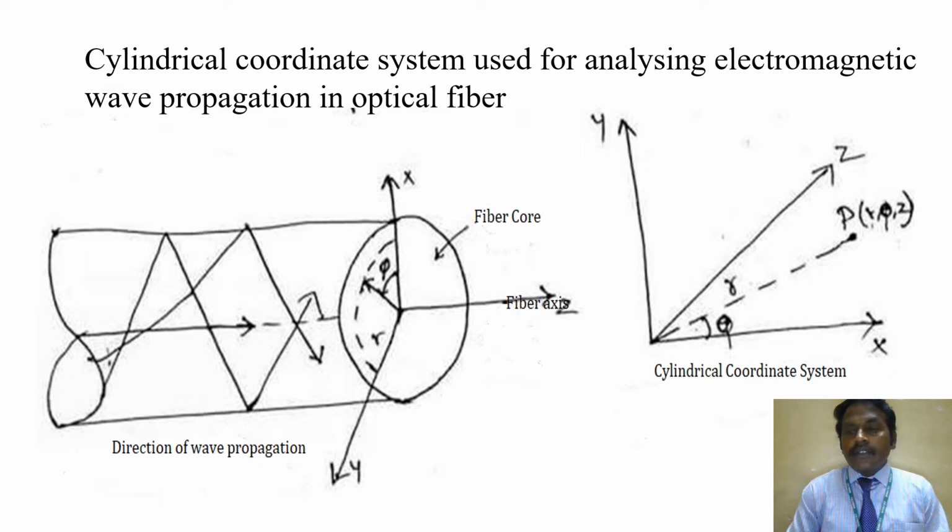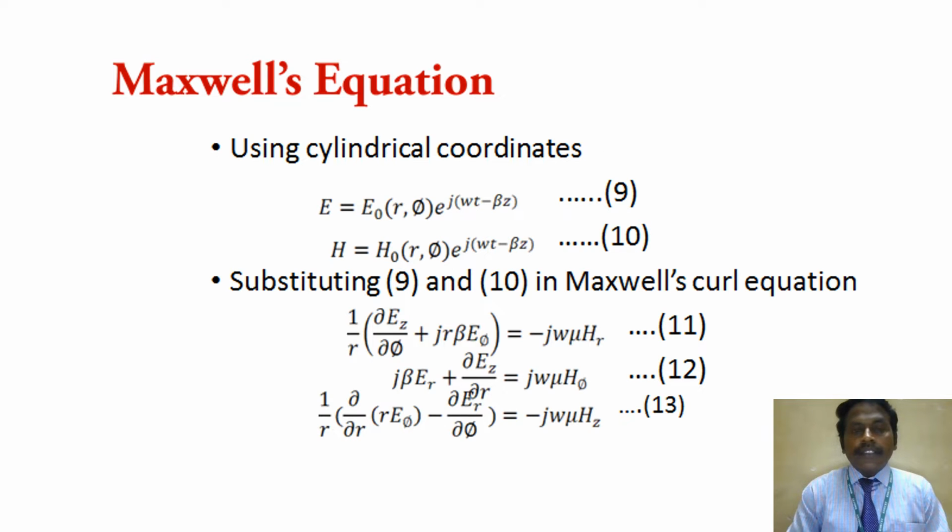In the cylindrical coordinate system, we know that the basic parameters are r, phi and z. r is the radius of the cylindrical structure, phi is the azimuth angle, and z represents the height of the cylinder. So we can represent x, y, z in terms of a rectangular coordinate system, where we find one point P. The point P, at a distance from the origin, is given by r, phi and z. Now consider Maxwell's equation.